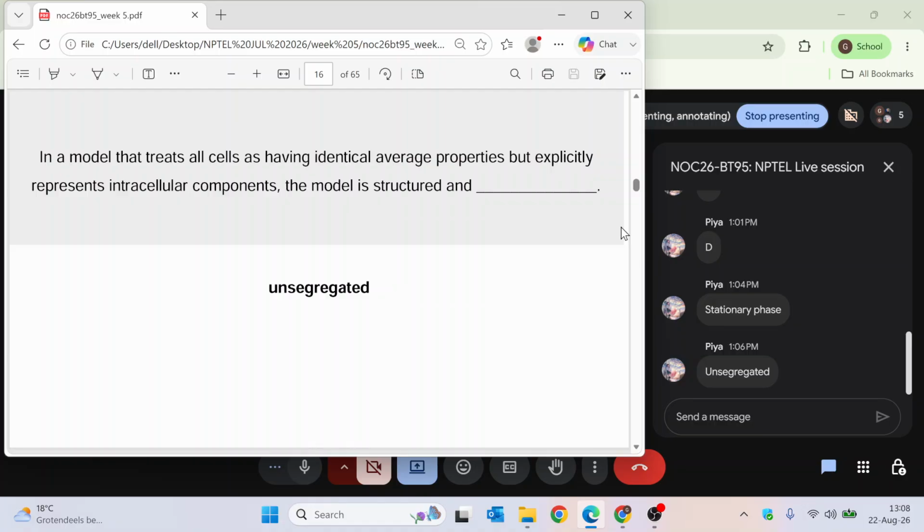Population models, we can classify those into structured, unstructured, segregated and unsegregated models. So when we talk about a structured model, it explicitly considers all the cellular components like RNA, DNA, proteins, metabolites, all of it are considered while modeling, and that is like the entire structure of the cell is considered. That's a structured model.